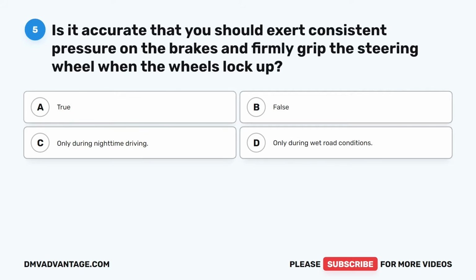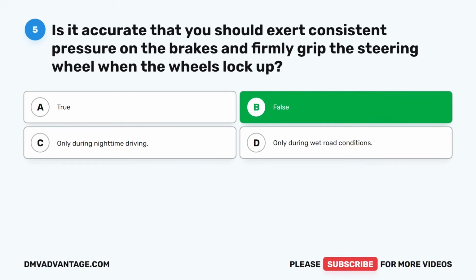Question 5. Is it accurate that you should exert consistent pressure on the brakes and firmly grip the steering wheel when the wheels lock up? A. True. B. False. C. Only during nighttime driving. D. Only during wet road conditions. The correct answer is B.